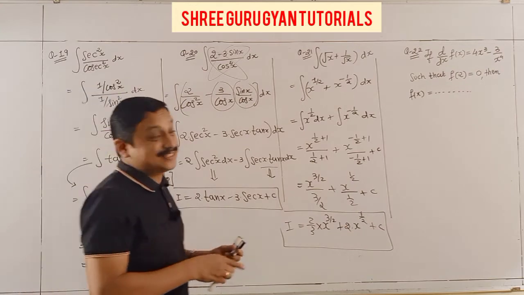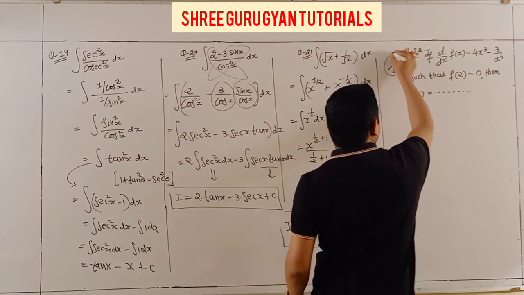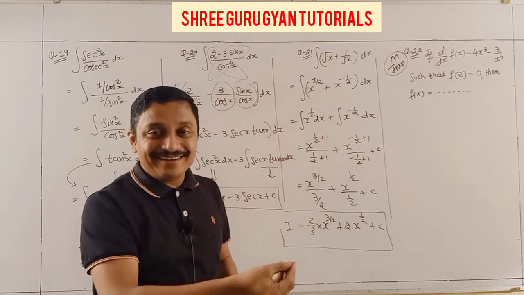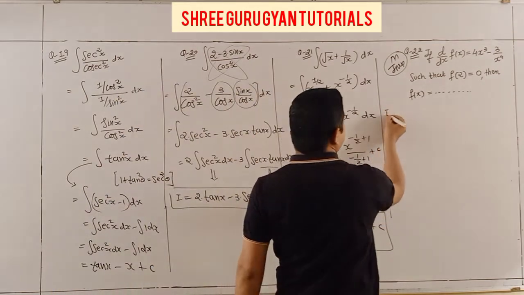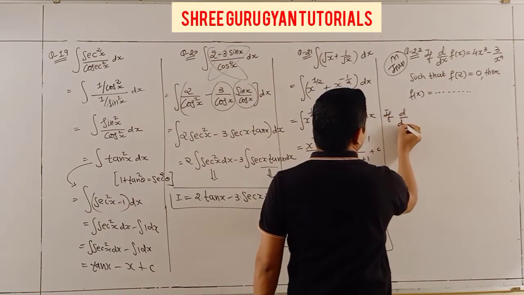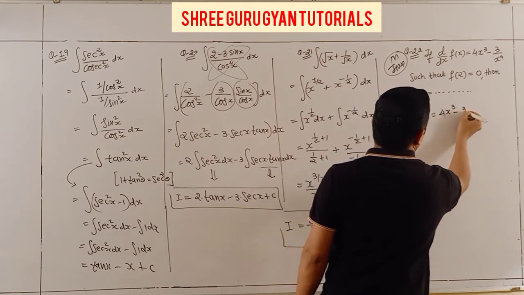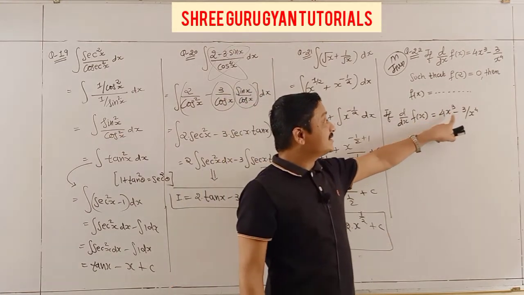Yes, 22 is an important question. Questions of that type are asked in the exam. Students, in this textbook two numericals are given, one of the examples. So this is given: if d dx of f(x) equals 4x cube minus 3 by x cube, it means this, that, it is that.